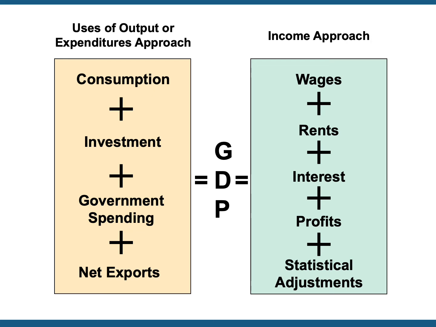The government measures this both ways, and you should get the same answer. So you can see on the left, that's expenditures, and we're going to divide GDP into four categories. We're going to go through each of these four categories. In the income approach, you can see GDP is divided into different forms of income.